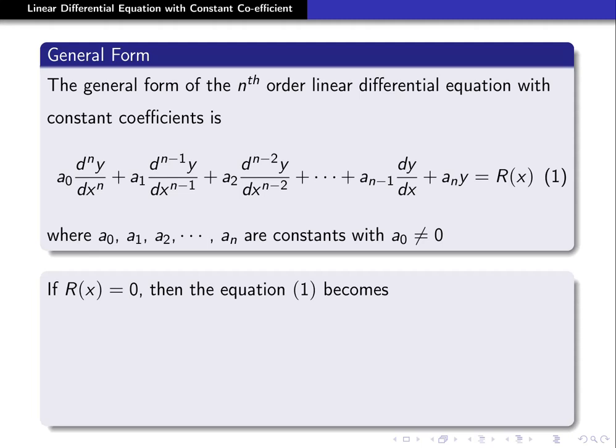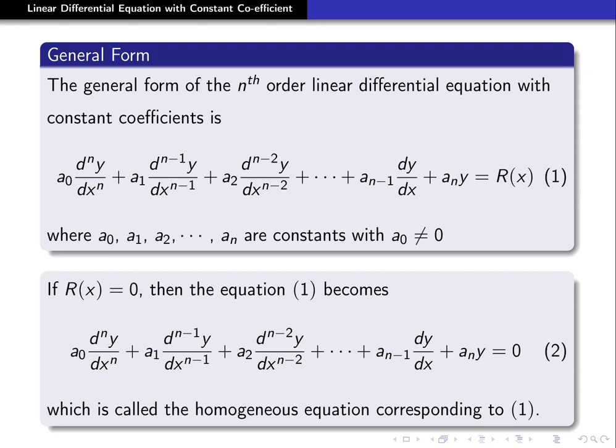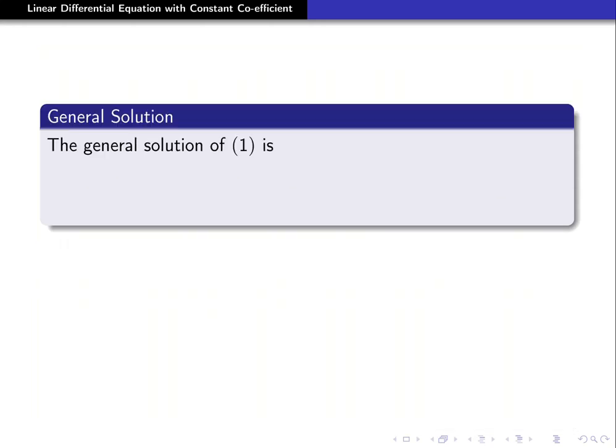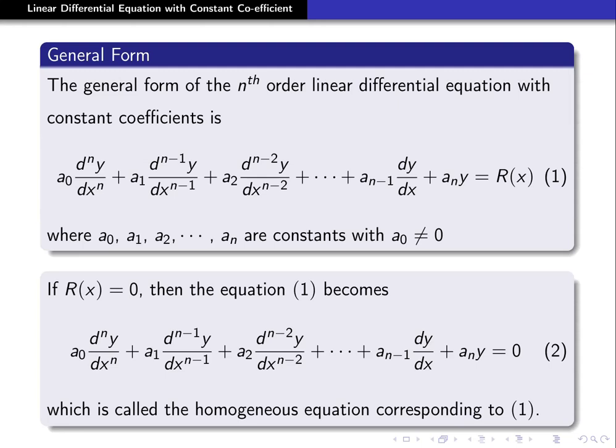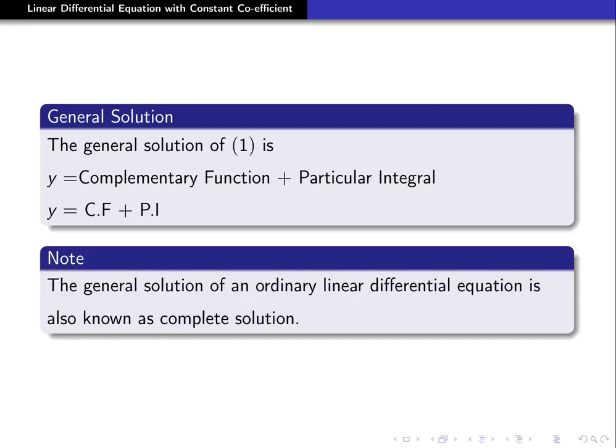If r of x is equal to 0, then equation 1 becomes like this. When r of x is 0, the equation is called a homogeneous equation. The general solution of 1 is y equal to complementary function plus particular integral. To solve equation 1 we need to find two things: one is the complementary function and the other is the particular integral. The sum of the complementary function plus the particular integral is the general solution, that is y equals CF plus PI. The general solution of an ordinary linear differential equation is also known as the complete solution.